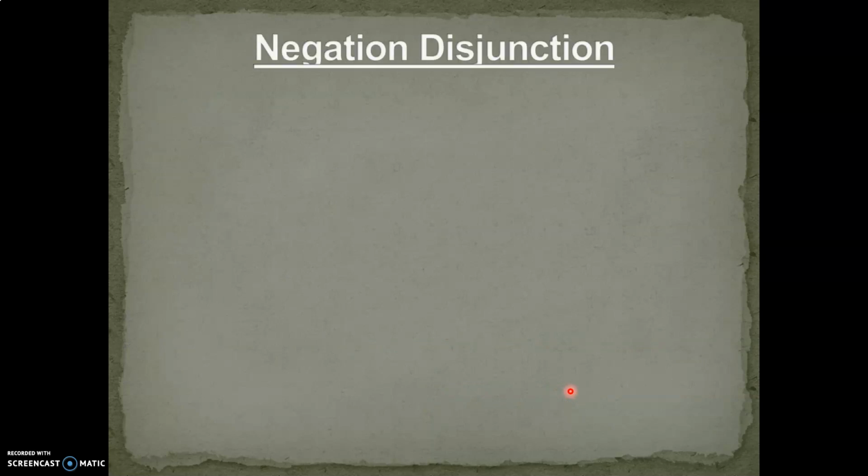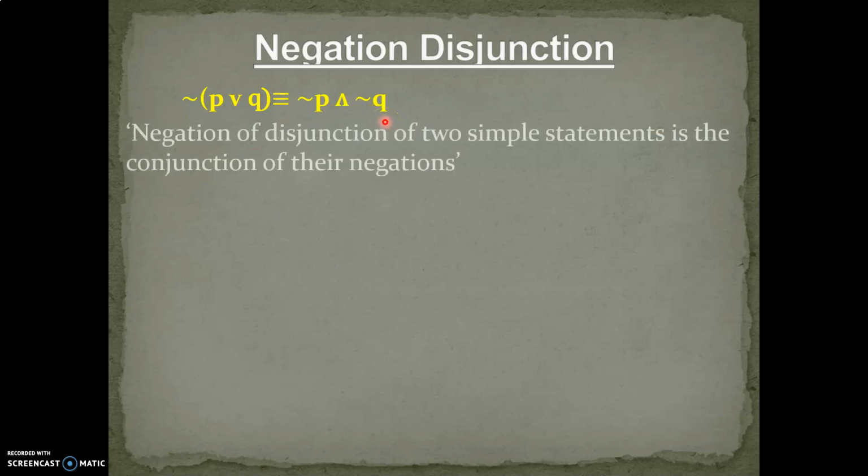Next is negation of disjunction. Negation of P or Q is equivalent to negation P and negation Q. The rule is this one. Negation of disjunction of two simple statements is the conjunction of their negations. That means P and Q are simple statements here. We are taking negation of the disjunction of two statements, that is equal to conjunction of the negations of these two statements.